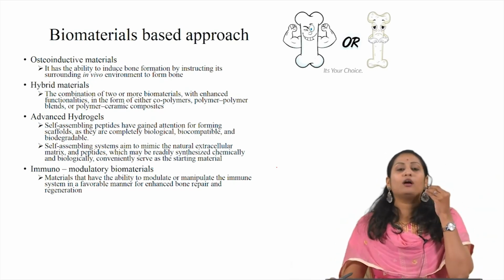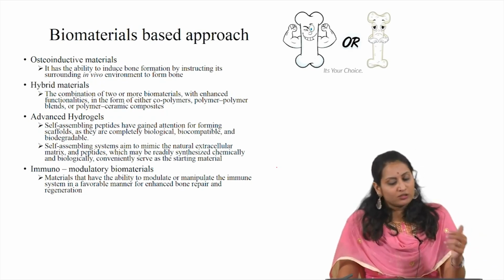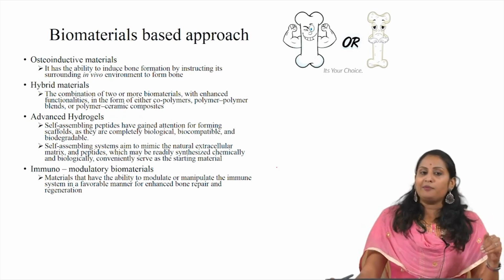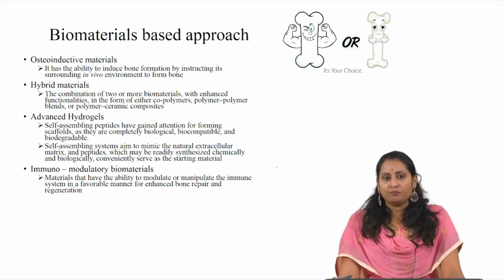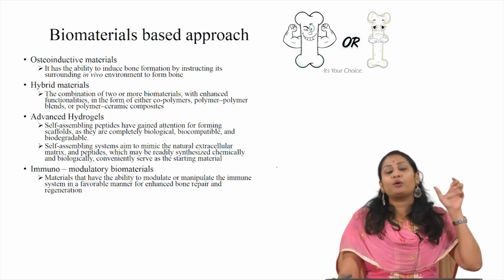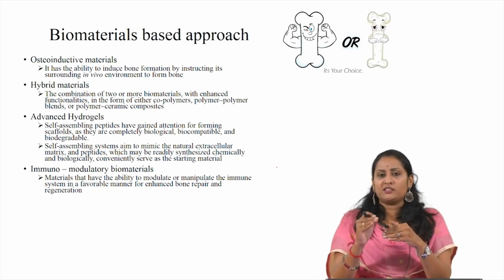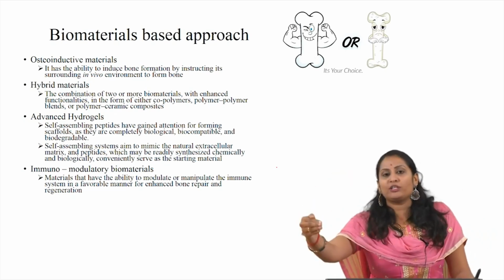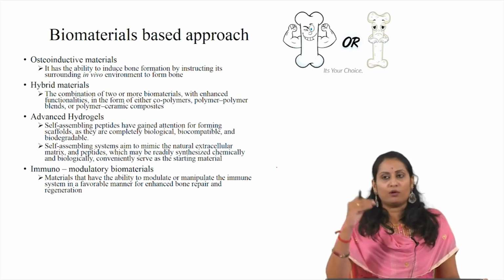For example, polymer and its composites. Again, they are classified into osteoinductive materials, hybrid materials, advanced hydrogels, immunomodulatory materials. The first category is osteoinductive material. The word osteoinduction means it instructs the surrounding cells, surrounding stem cells, for the formation of bone.